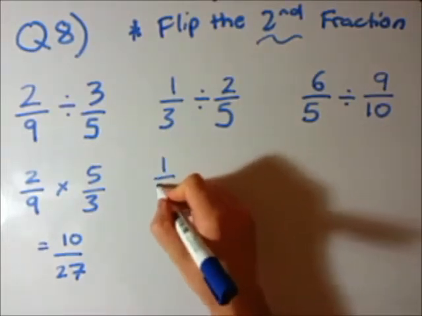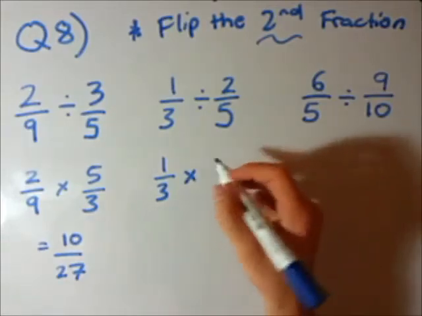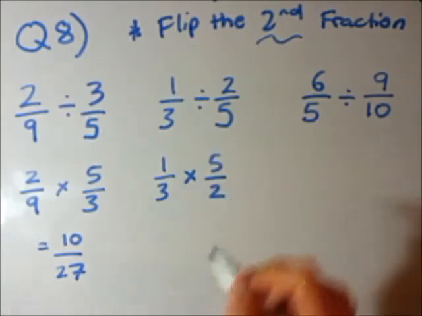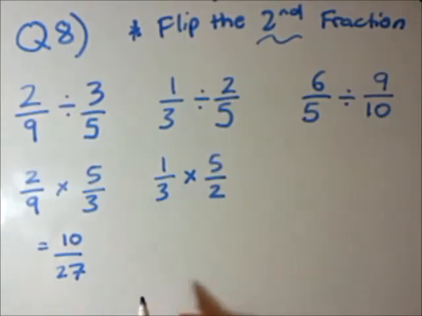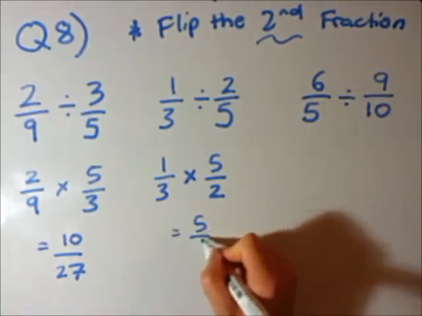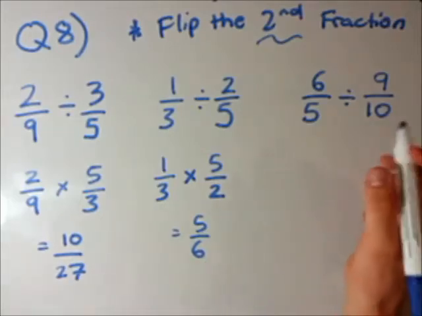I'm going to write the first fraction again because you don't flip that one. I can write a times sign now, and I'll flip the second, sorry. There we go. Now I can go ahead and multiply top and bottom. 5 over 6. Now, is that in simplest form? Well, yes, that is in simplest form. There we go. This is pretty easy, isn't it?